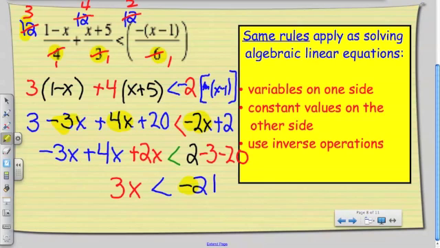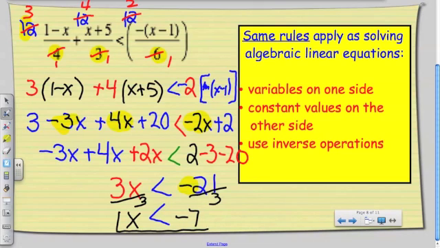No. Jessica, why is it not going to change? Good. The 3x is positive. That means we do not have to divide both sides by a negative. We're dividing both sides by positive 3, so my final answer is going to be x is less than negative 7. X is less than negative 7.